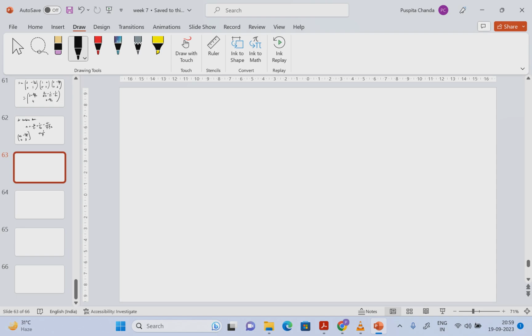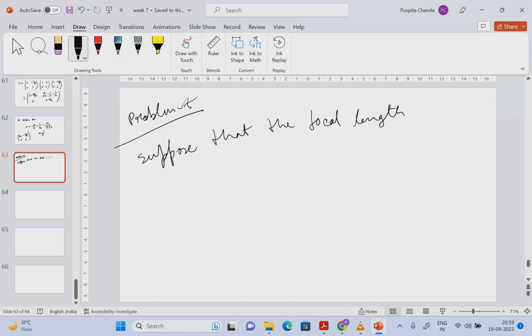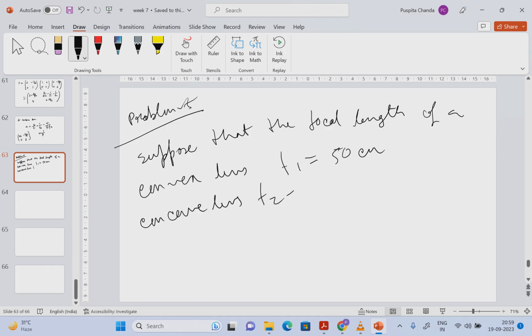So problem number 5. Suppose that the focal length of a convex lens f1 is equal to 50 centimeter, concave lens f2 is equal to 20 centimeter, and separation between them is equal to 25 centimeter. So determine the system matrix.